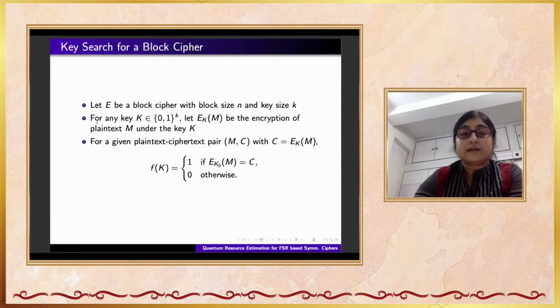For block cipher, let E be a block cipher with block size n and key size k. For any key k in {0,1}^k, let E_k(m) be the encryption of plain text m under the key k. For a given plain text cipher text pair m and c, where c equals E_k0(m), f(k) will be 1 if E_k(m) is c. Here k0 is that secret key, and 0 otherwise.